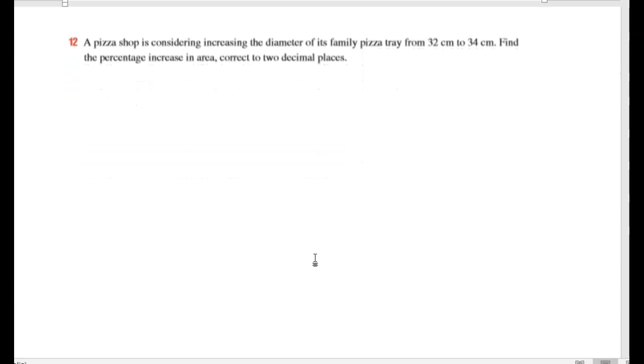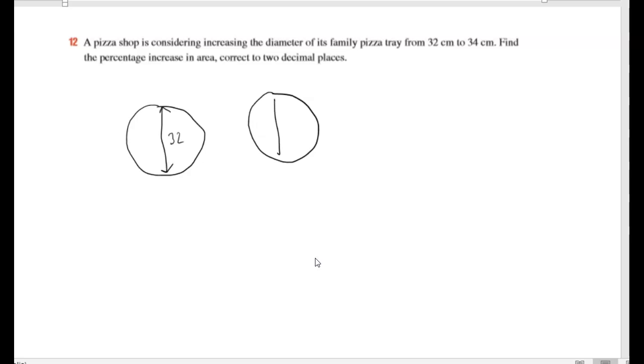All right, moving on to question 12. A pizza shop is considering increasing the diameter of its family pizza tray from 32 centimetres to 34 centimetres. Find the percentage increase in area correct to 2 decimal places. So we've got our original pizza, perfect circle as always. Its diameter, remember the diameter is going from one end to the other, and that is 32. And we've got a bigger pizza with another awesome circle, 34. That's assuming that your pizza is a circle, but it is referring to a circle.